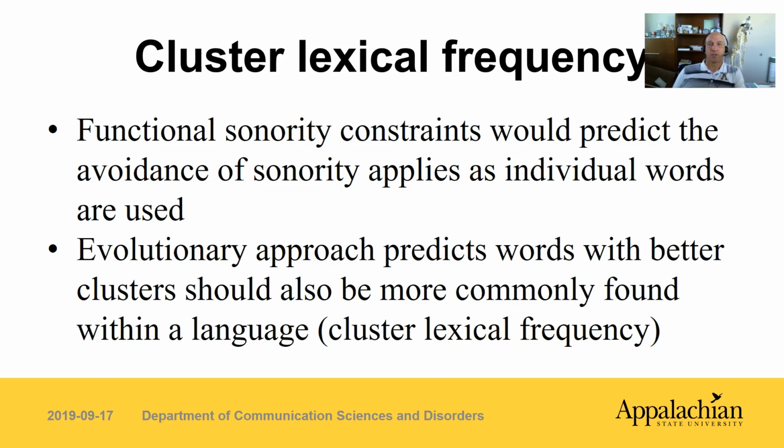So these functional sonority constraints would predict that we have an avoidance of bad sonority combinations, I guess I should say, that would apply as individual words are used, because they either violate the production cycle or they violate ease of parsing in perception. The evolutionary phonology approach then would predict that words that have better clusters in them should be more commonly found within a language, looking at the lexical frequency.